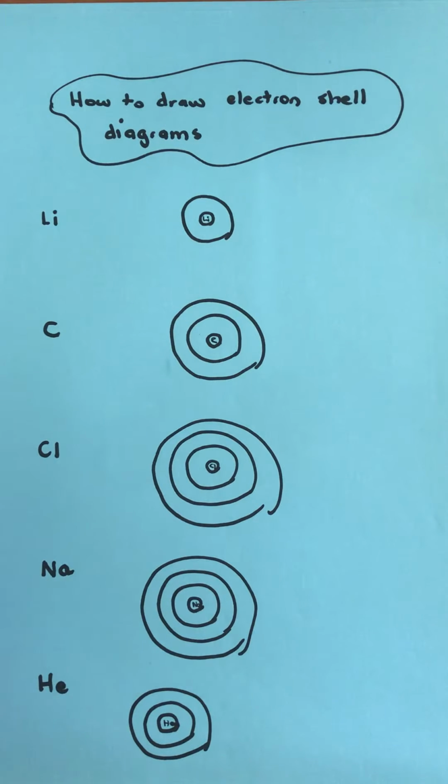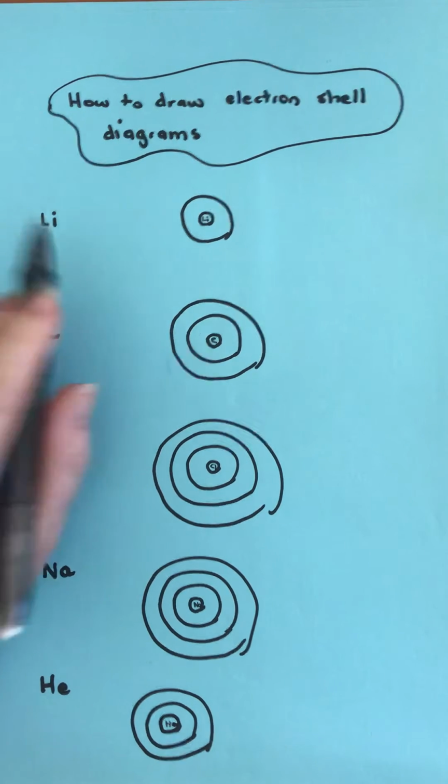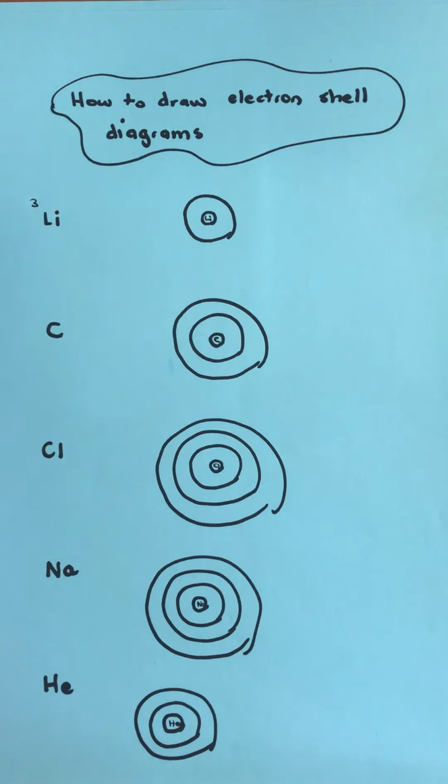In this video, I'm going to look at how you can draw electron shell diagrams. So we're going to start with lithium. Now we know that lithium's atomic number is 3. If you haven't watched my previous video, I've gone through how to get those numbers from the periodic table. So its atomic number is 3. That means it has 3 electrons.